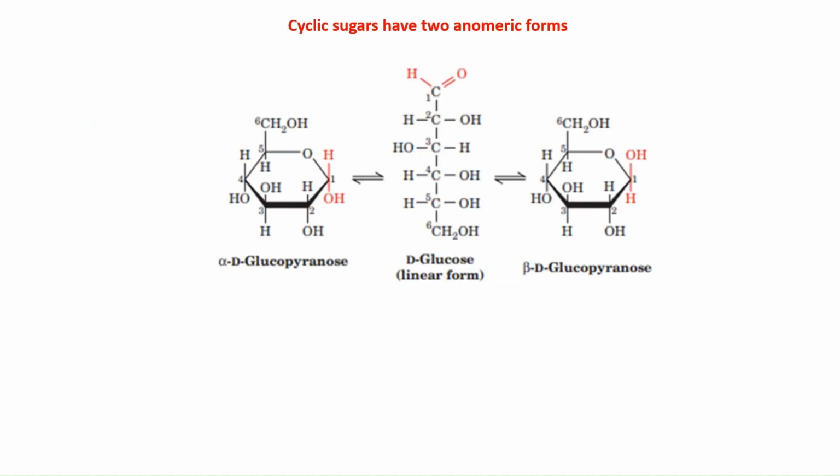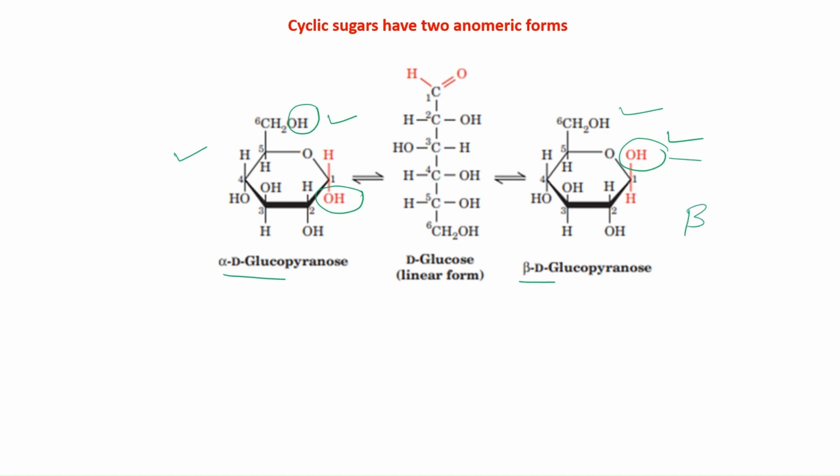Next, cyclic sugars have two anomeric forms. One is the alpha form, another one is the beta form. What is the difference between alpha form and beta form? There is a difference in the conformation of OH. In the alpha form, the OH attached with the first carbon is in the opposite direction from the OH attached with the sixth carbon. If the OH attached with the first carbon is on the same side as the OH attached with the sixth carbon, that form is known as the beta form.